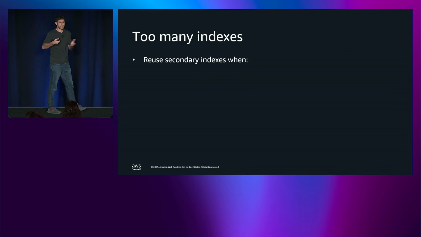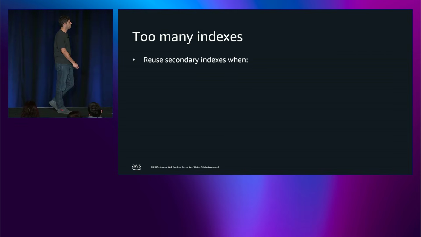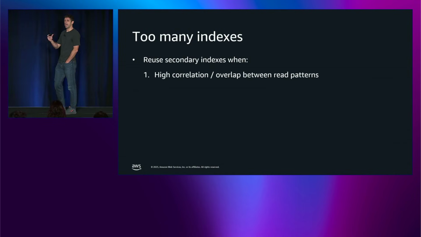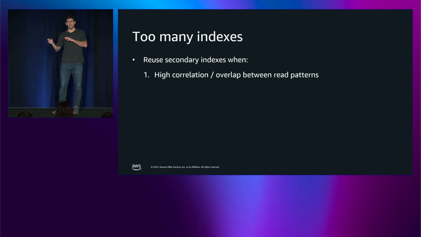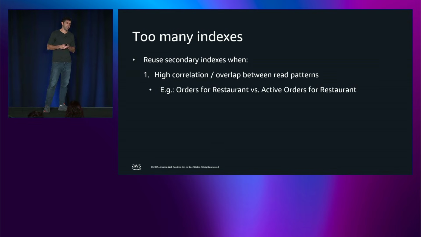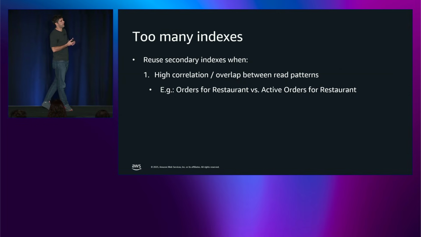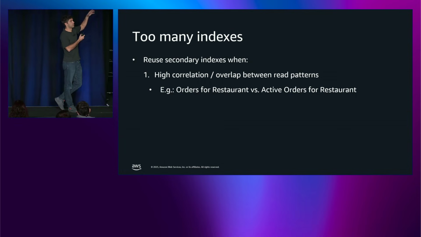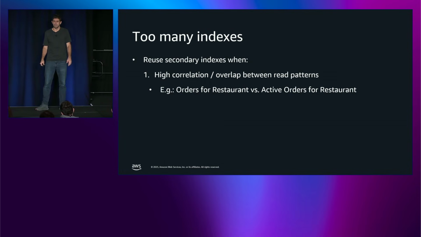Sometimes you can reuse secondary indexes for multiple different use cases. I would say the 2 areas I usually see this are if you have a really high correlation or overlap between different read patterns. I had a talk recently about an order delivery app, think DoorDash or something. Imagine you wanted to show all the orders for a given restaurant over time. They want to say, what orders did I have last month or the month before that? So they're grouped by restaurant, ordered by time.